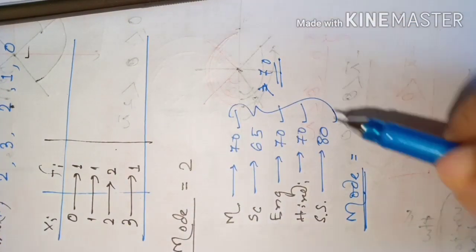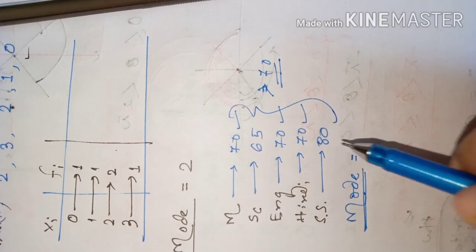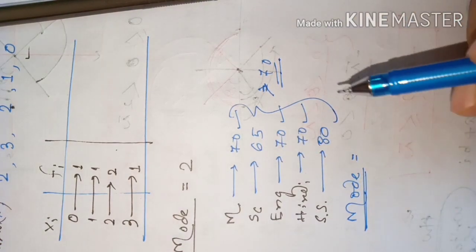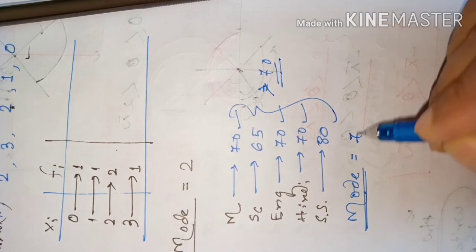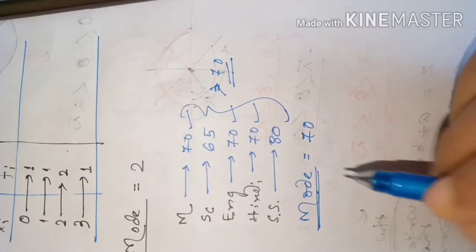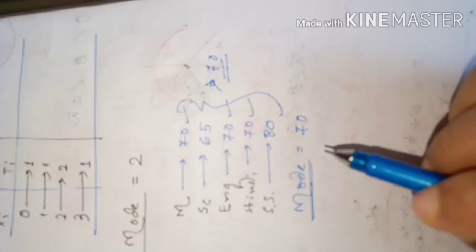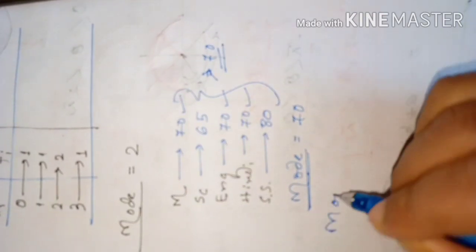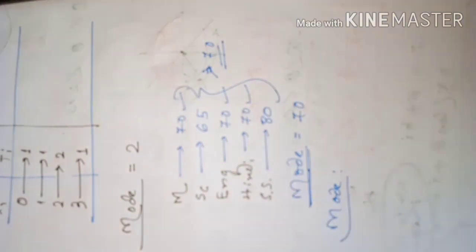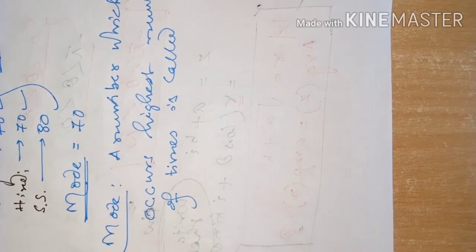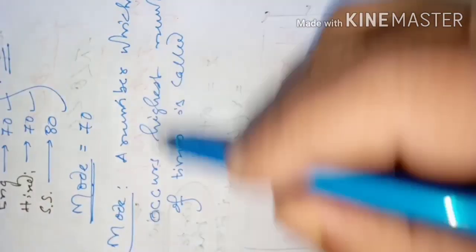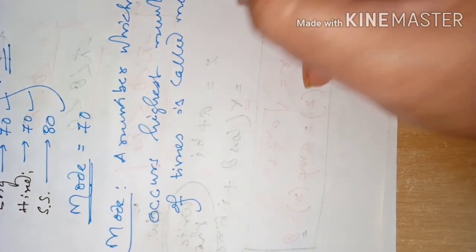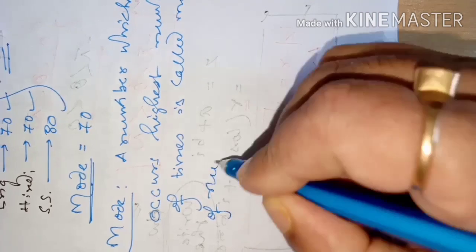So how do we select that mode? We select that mode by seeing the number of times that it appears in the collection. So mode is here 70. That means mode is a number which occurs the highest number of times in a collection. So if somebody asks you what is mode, you can give the definition this way: a number which occurs the highest number of times is called the mode of the data.